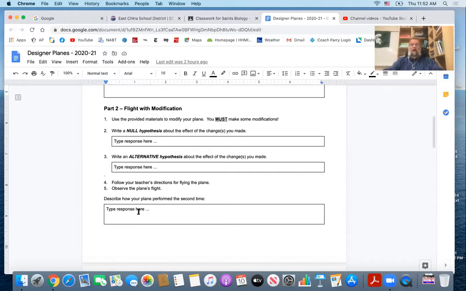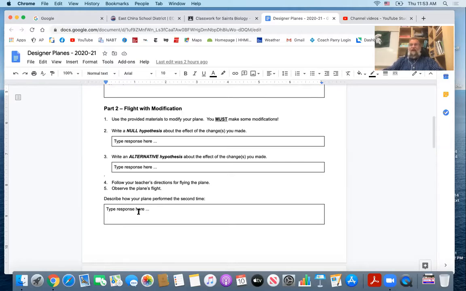Well, my null hypothesis would be if you add a paper clip to the front of the plane, it will not change the distance it flies. So again, you're stating that there will be no benefit or no effect to this. So if you add a paper clip to the front of the plane, then there will be no increase in distance at which the plane travels.